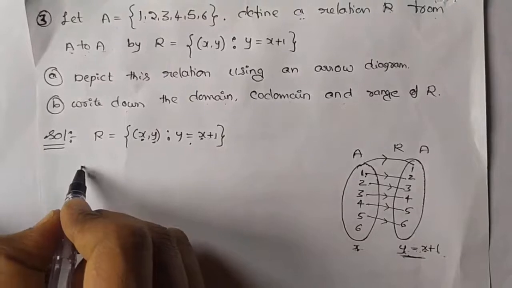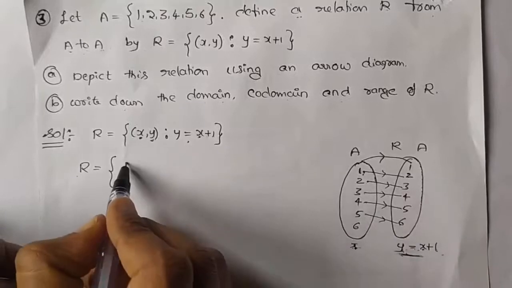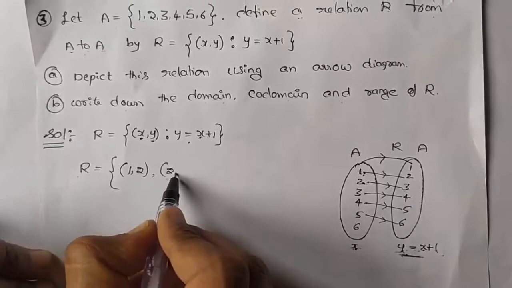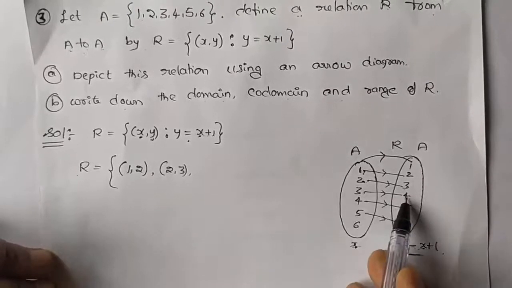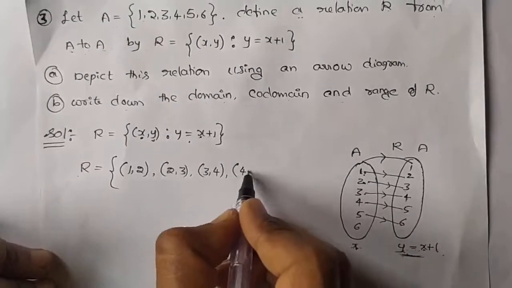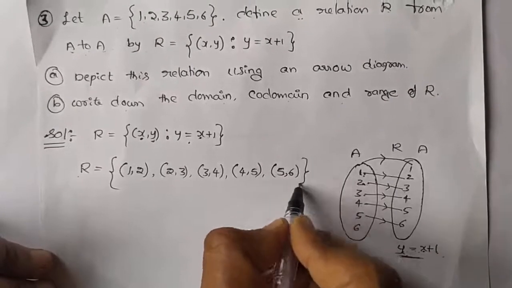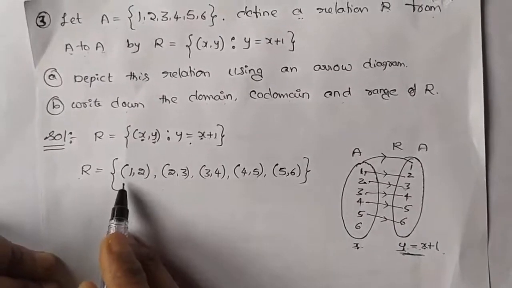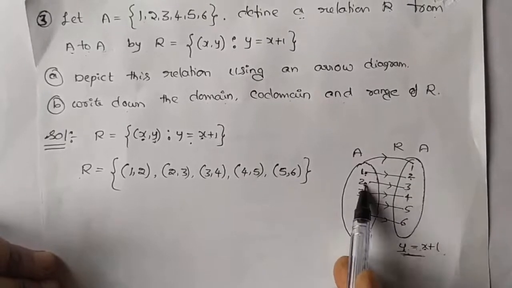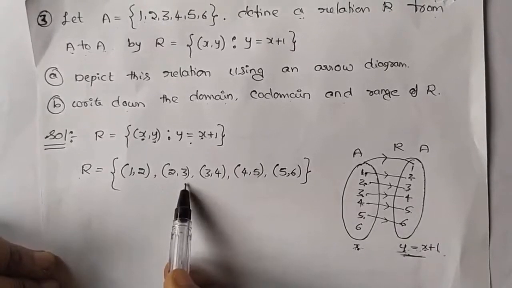Let us represent this in roster form. R equals {(1, 2), (2, 3), (3, 4), (4, 5), (5, 6)}. Hence it is the relation R in roster form. Do you understand? Once again, (1, 2), (2, 3), (3, 4), (4, 5), (5, 6). Hence it is the relation R.